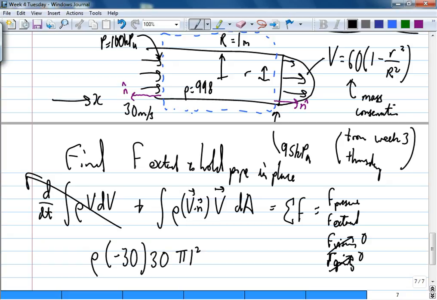Is that okay? Velocity is negative because it is going in essentially. And 30 is the velocity. This velocity is positive because it's going in the positive direction. This is negative because v dot n is negative. Area is pi 1 squared. Don't need to integrate because it's a constant, so just velocity times area, or that whole term times area. Is that okay?